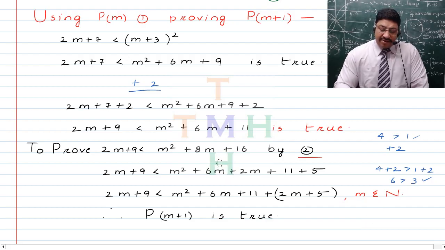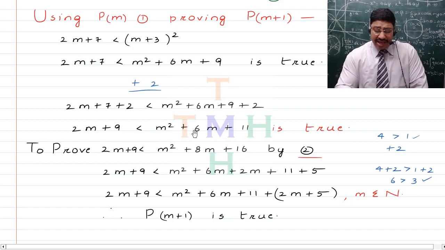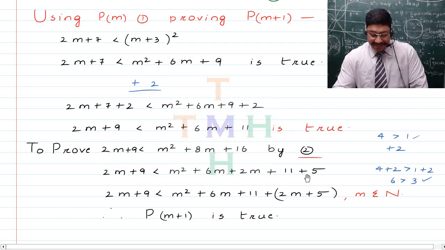Now next, we pick up PM, which was the true statement, and we've added 2 to both the sides, so we have this to be true. Now, in PM plus 1, we have 2m plus 9, which is less than m squared plus 8m plus 16. As such, we find that plus 2m is more, and plus 5 is also more. As such, we can say that 2m plus 9 will now be less than m squared plus 6m plus 11, which in itself is true. But even then, there is another bigger number on the right hand side, which is a positive number. So obviously the right hand side is further going to be larger.